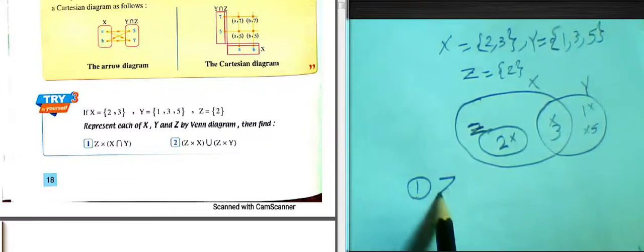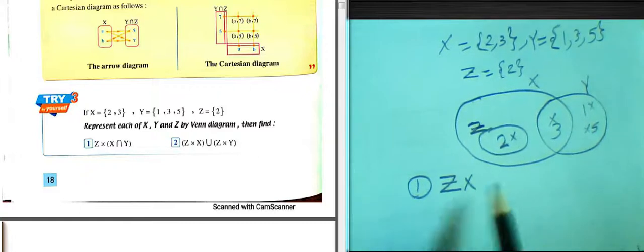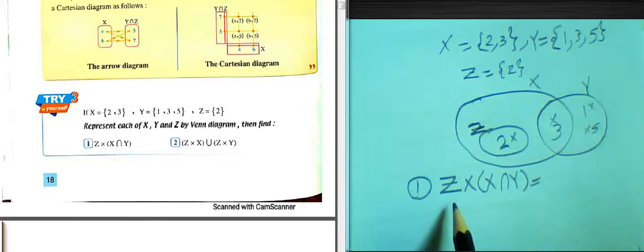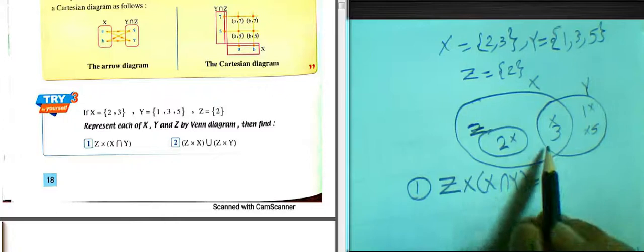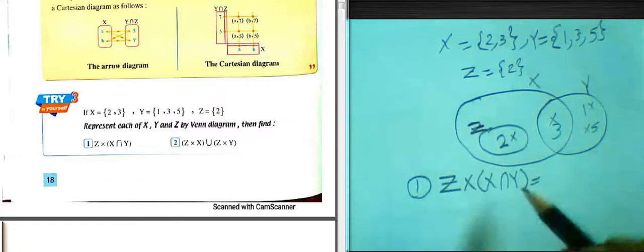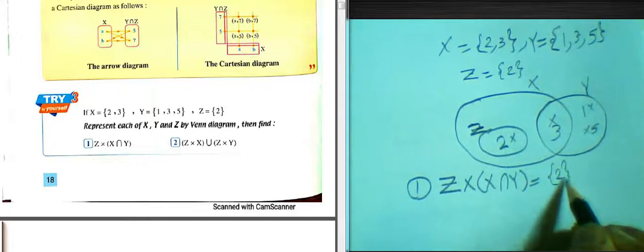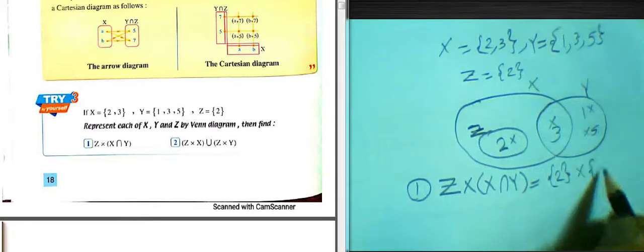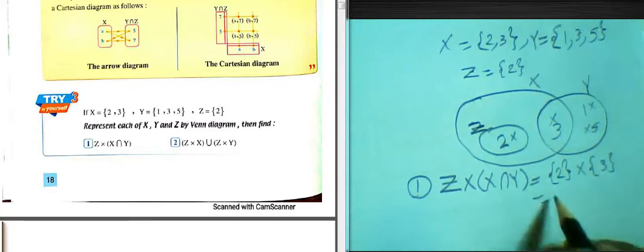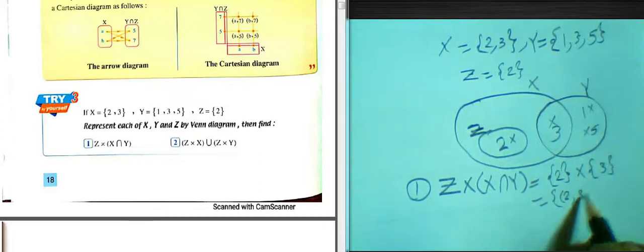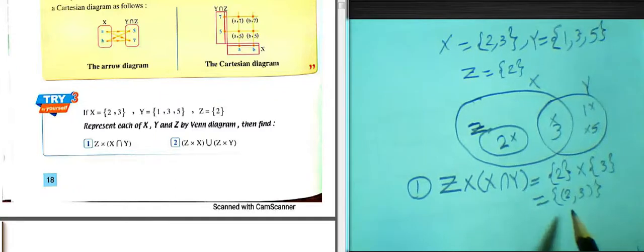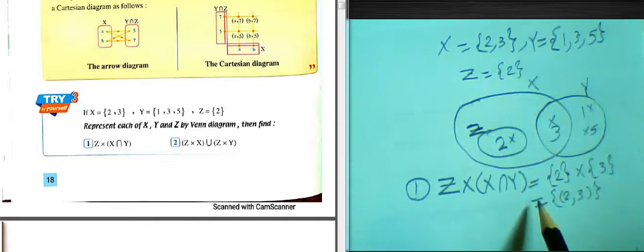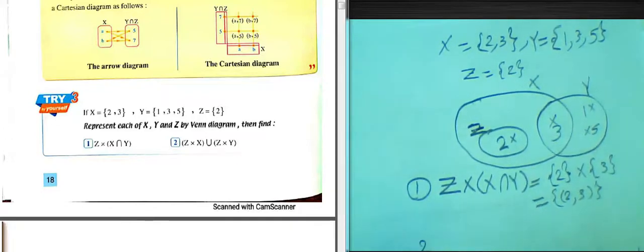Another question. Number 1. Find z product of x intersection y. We have all elements of x and y, and the intersection between them is 3, and the element of z equals 2. So z, the set of 2, product x intersection y, equals 3. The result will be 2 and 3. We have the ordered pair: the first projection is 2 and the second projection is 3. This is number 1. It's okay for you? Understood?